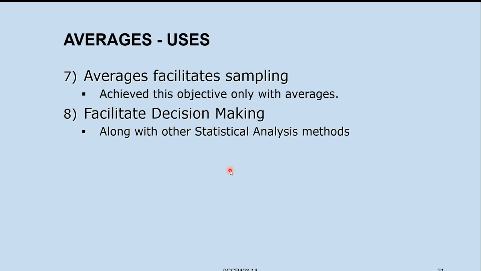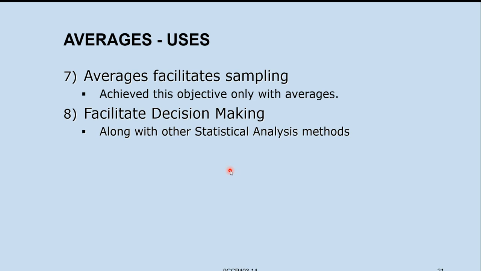So mostly the sample also represents the whole data, that is called population. Whole data is called population, the whole things. And the averages also facilitate decision making. This is very important. After all, the statistics analysis are used for decision making in most of the cases. So along with other statistical analysis methods, we use averages for decision making.